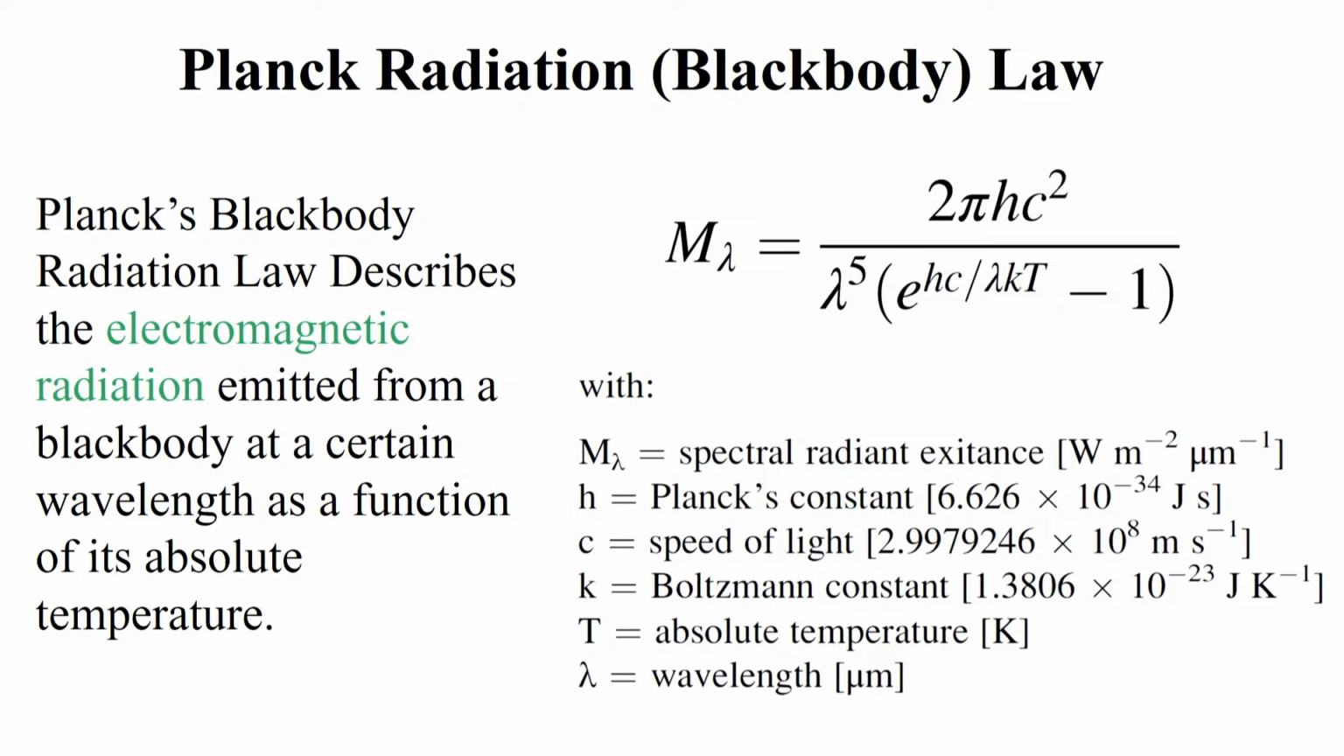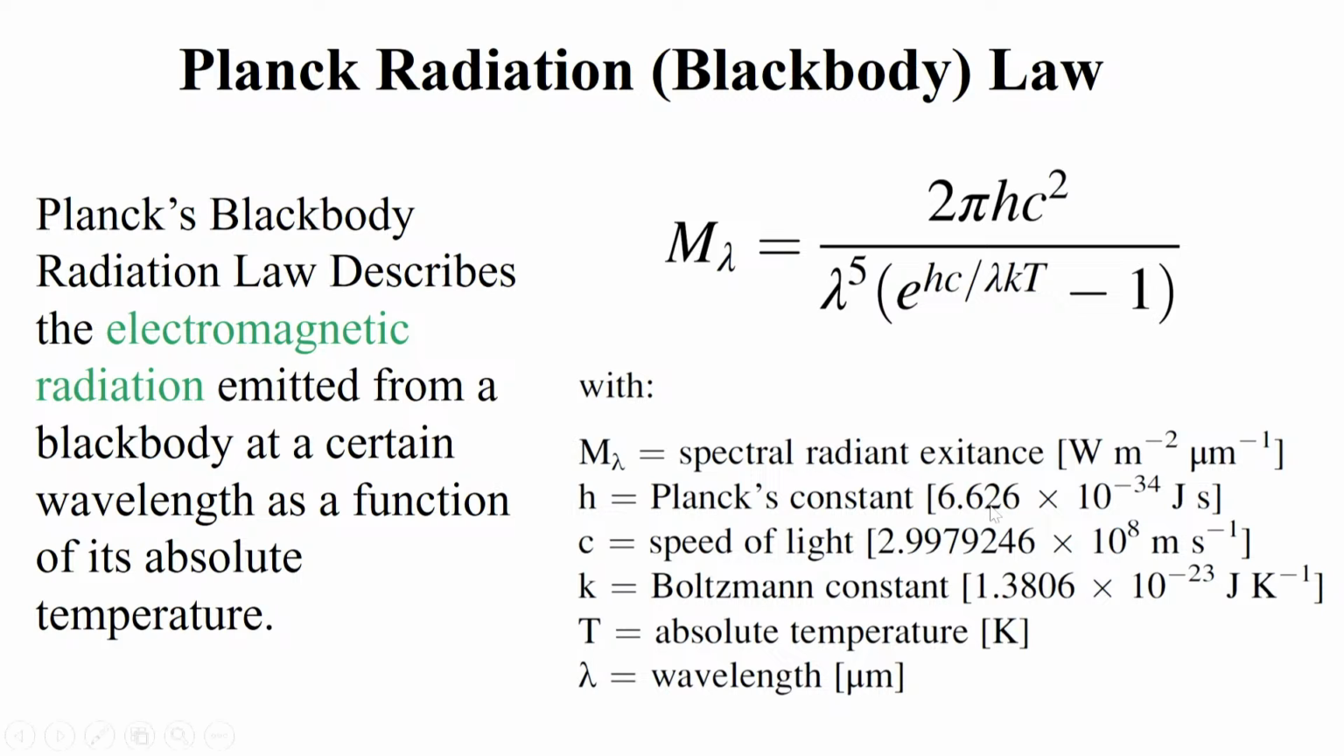Now, we are going to talk about some basic laws which are used in thermal remote sensing. The first law is Planck's law of black body radiation. Planck's black body radiation law describes the electromagnetic radiation emitted from a black body at a certain wavelength as a function of its absolute temperature.